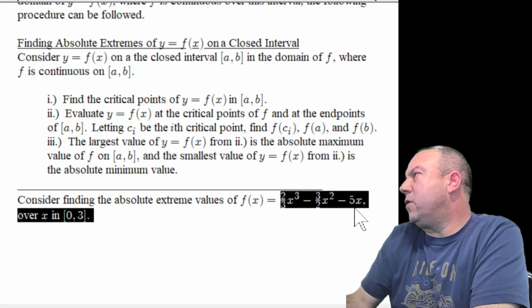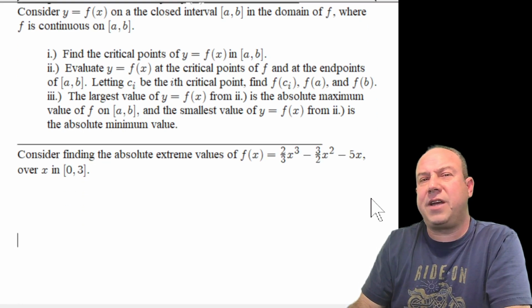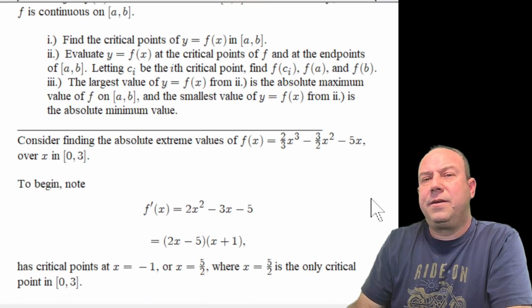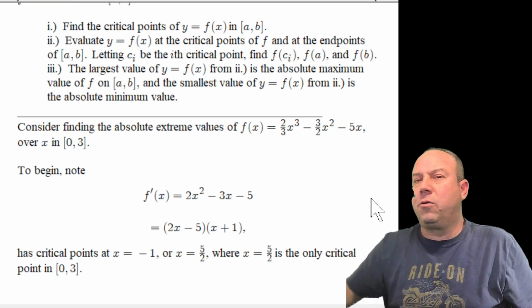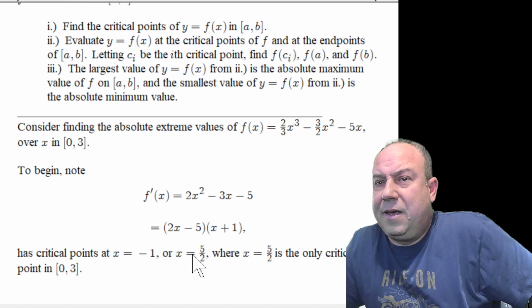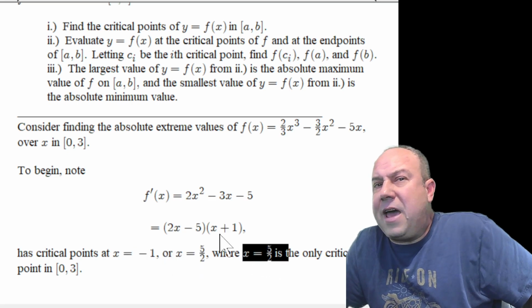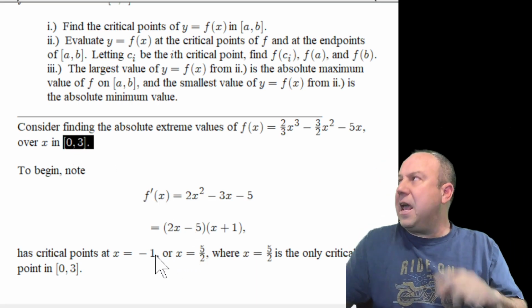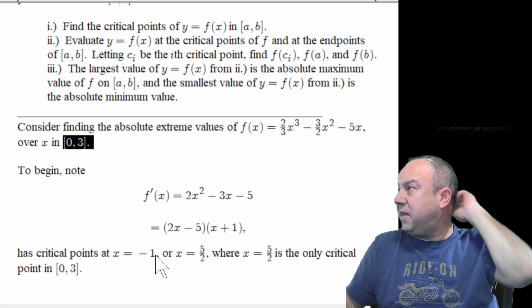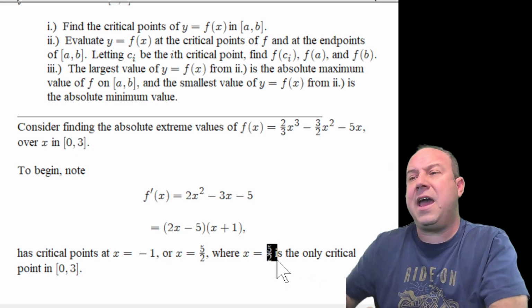If we find the critical points of this interval, we're going to find the first derivative of our function here and set it equal to 0. And we'll notice it equals 0 at -1 and 5/2. Those are the only critical points. More specifically, 5/2 is the only critical point between 0 and 3. -1 is smaller than 0, so it's not even in that interval. So the only one we have to test against is 5/2.